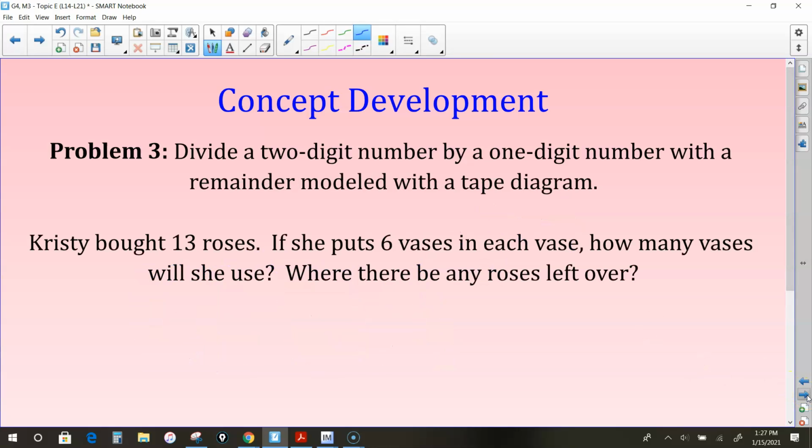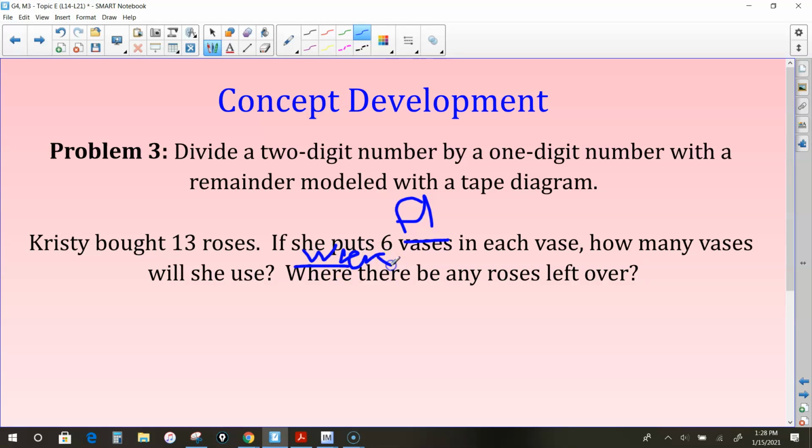So our next problem says we're going to divide a 2-digit number by a 1-digit number, and we're going to use a tape diagram to do this one. So remember, tape diagrams, sometimes we call them bar diagrams. So we have Christy with 13 roses, and she put 6 flowers in each vase. How many vases will she use?